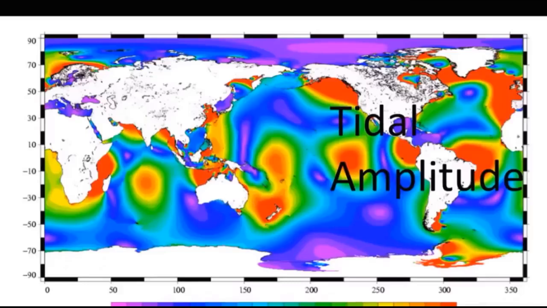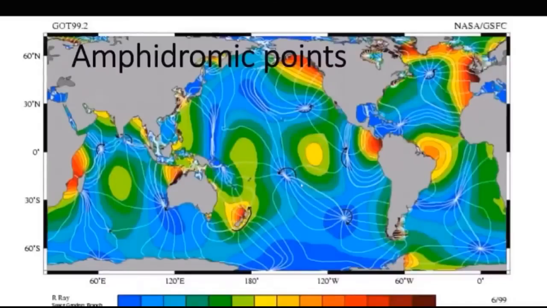Now, the places where there is no tide, these are called amphidromic points. I will call them tidal nodes because that's the more common term for them. And they're here. And these are the places, these points, where there is no tide. Literally no tide at all. And there's tons of them all over this map.